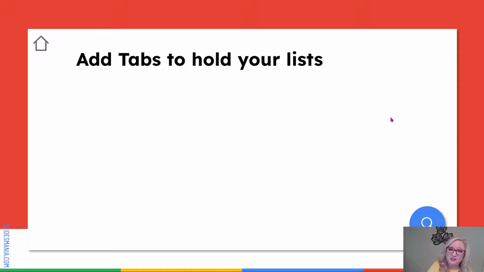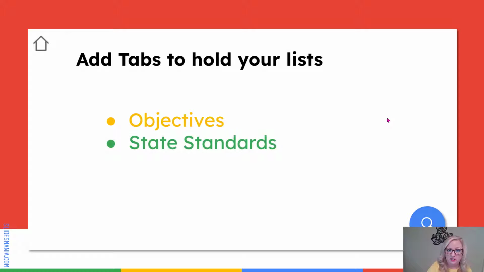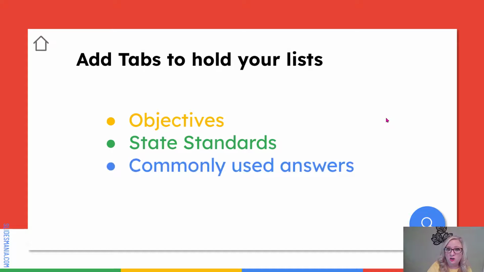When it comes to adding lists for your drop downs, you want to think about things like the objectives that you always have to put in, any state standards you always have to list, or commonly used answers that you're typing all the time over and over again so that they're automatically there for you. That's the kind of thing that you want to make in your drop downs.